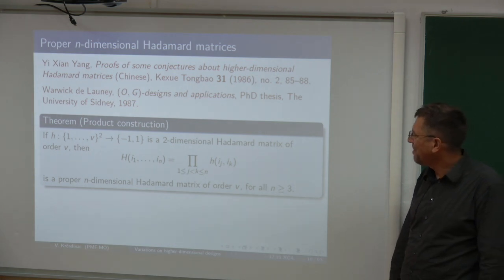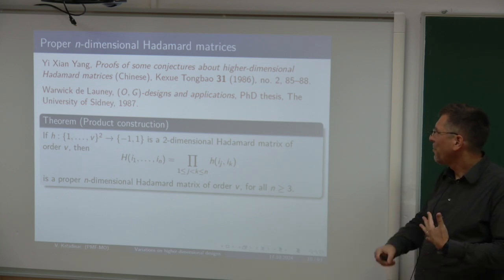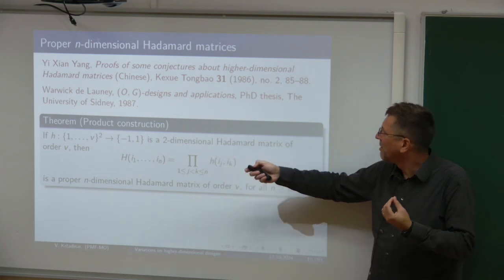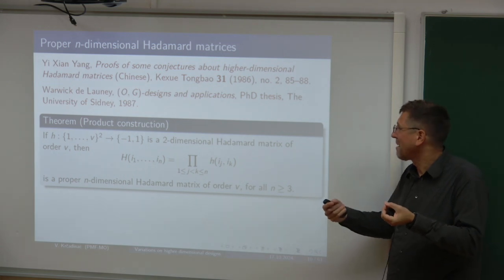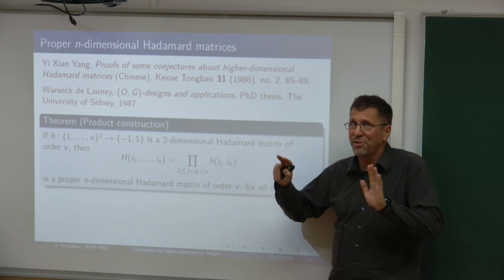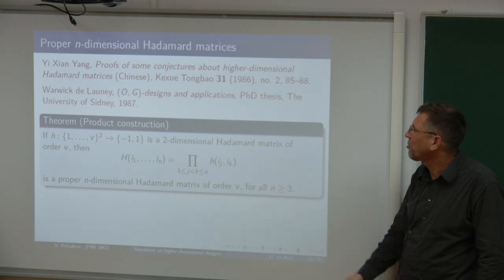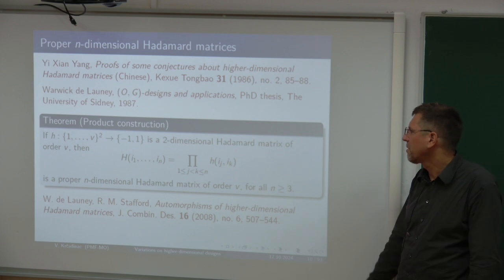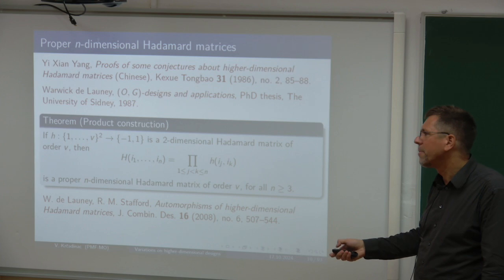Basically, it kind of killed the topic, because now the spectrum of all orders for which Hadamard matrices exist, at least for these proper n-dimensional matrices, is the same for all dimensions n. So there's no point in studying the higher dimensional ones if you're just interested in existence, and the orders are going to be the same because of this product construction. Of course, you can ask other questions. Delaunay, with co-authors, has quite a few other papers about automorphisms of them and others.